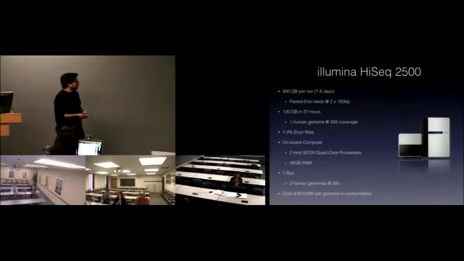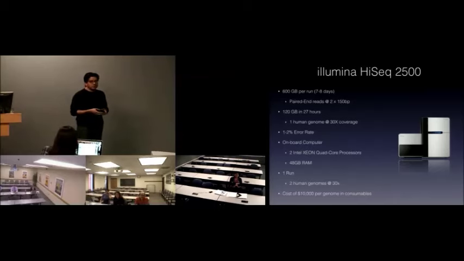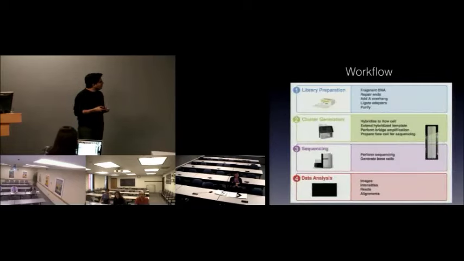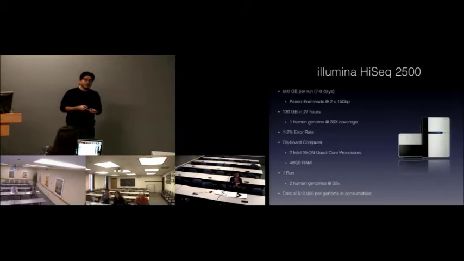So this is just to give you an example of what this machine can generate. It can generate 120 gigabases every 27 hours, and that translates reasonably to one human genome at 30x coverage in a little bit over a day. You have 1% to 2% error rates, depending on the sequence chemistries that you're using. It has an onboard computer, and it can generate about 32 terabytes worth of data alone, because it's capturing images.